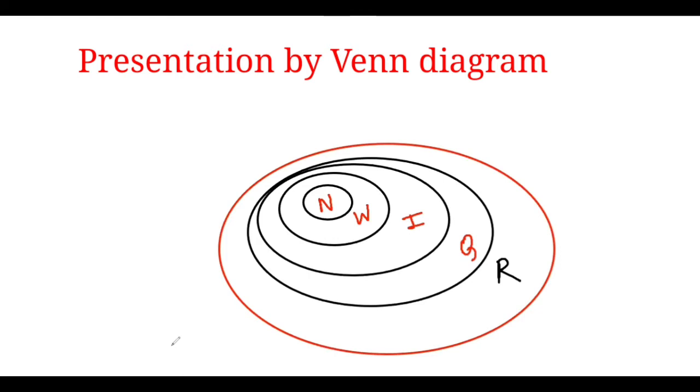So students, this is the presentation of the Venn diagram of all number systems. Now look here, N is a subset of W, the whole numbers. It is a subset of I, it is a subset of Q, it is a subset of R. It means R here is the universal set. R is said to be the universal set.